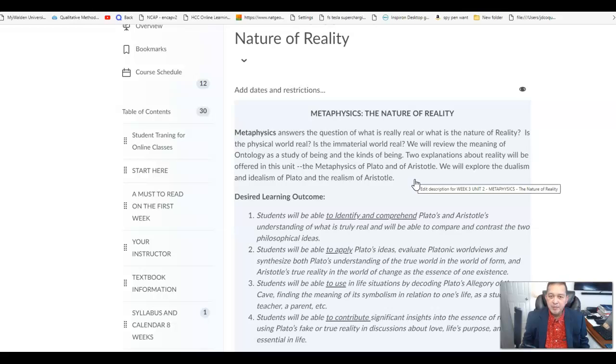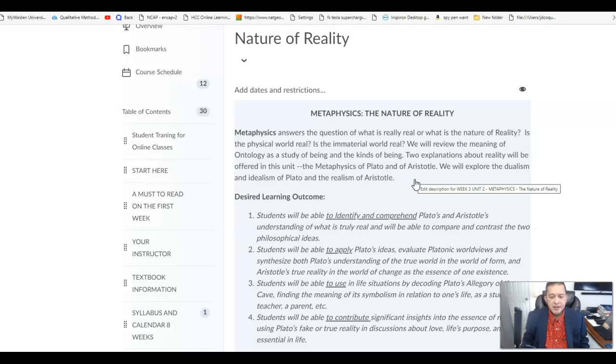Now, if we study Plato, we have to change the paradigm of our thinking. But Aristotle cannot agree with Plato on his idea of the immaterial as the true reality. And so Plato is the idealist, while Aristotle was the realist. So we will be looking at those materials.